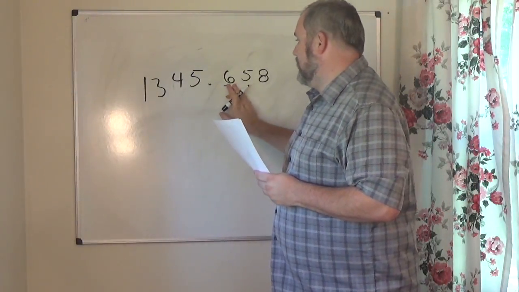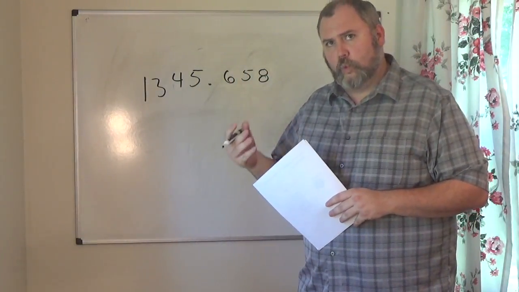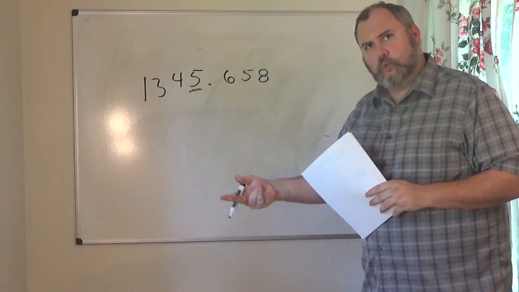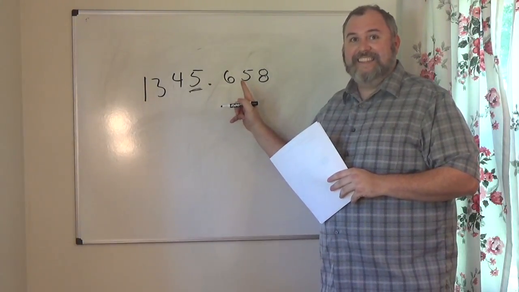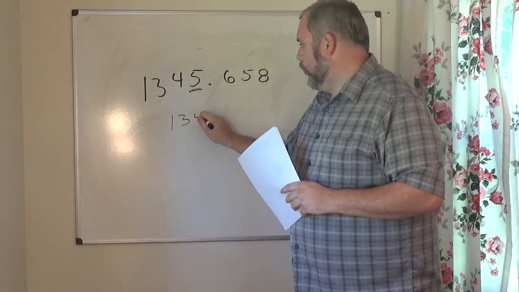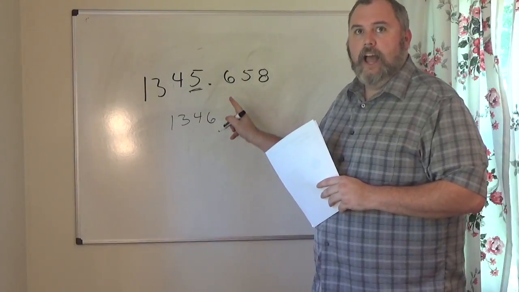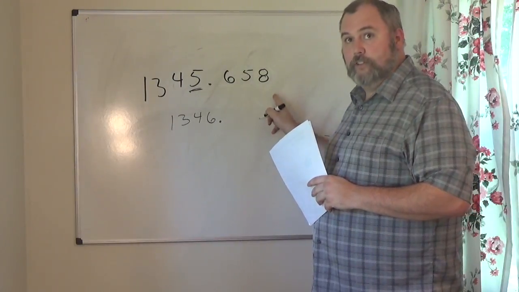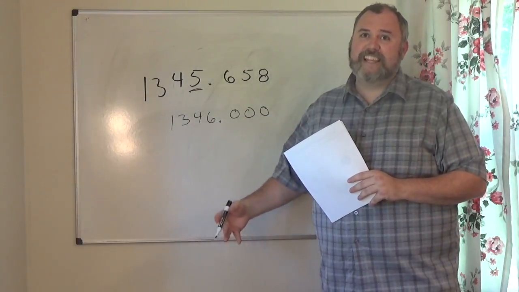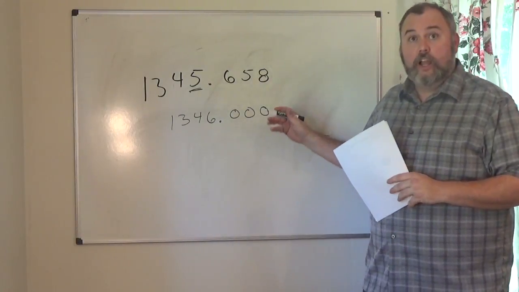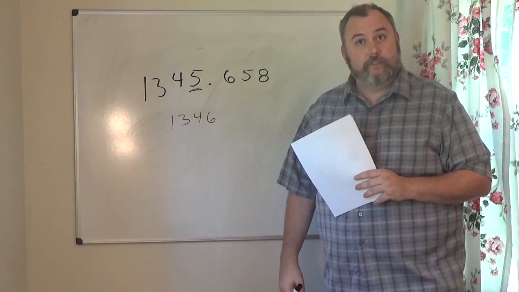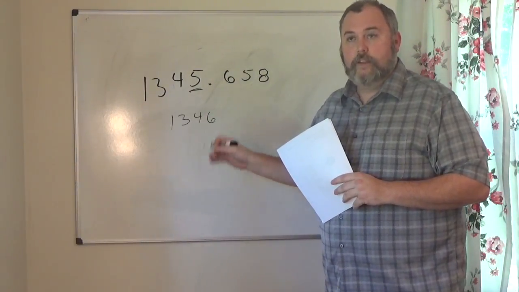Alright, so now let's do the same number, but this time we're going to go to the nearest 1. Well, my 1 position is here. I need to look to the right of the 1 to this position. This 6 tells that 5 to go up. 1, 3, 4, 6. Okay? Then these all become zeros. And then I look at the rule again. It says zeros at the end of a decimal, trailing zeros, get dropped. So all of these get dropped. So now my number is just 1,346. Okay?